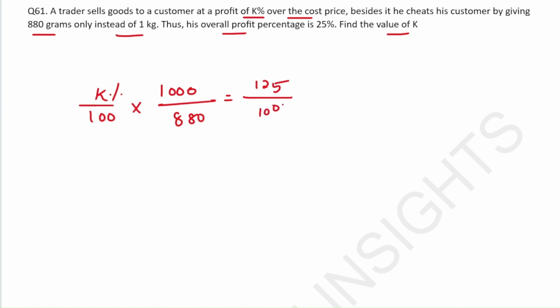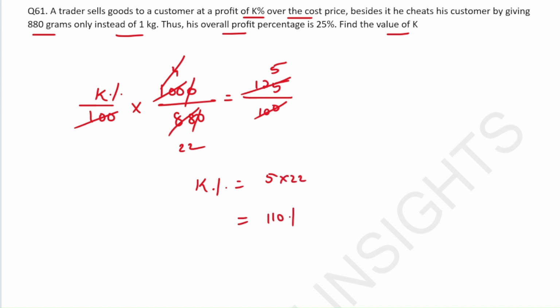Now solve this. This 100 can be cancelled. 0, 0 cancelled. 125, 5, 4, 4, 2, 2. That means the value of K% is how much? K% is 5 into 22, which will give how much? This will be 110%, right? This means the value of K is how many? The value of K is 10, right?